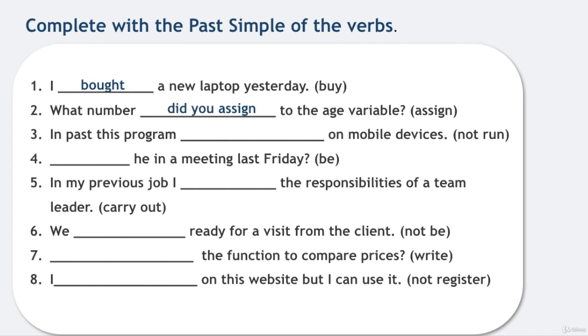And the answer is, what number did you assign to the age variable? Did you assign, because this is a question. With questions, we have to use an auxiliary verb did, the word did, to form a question. Number 3.